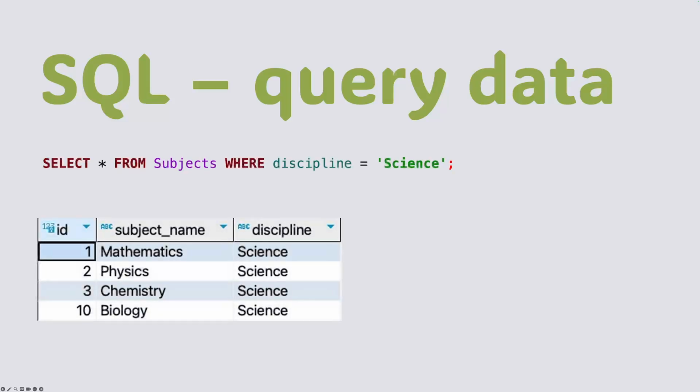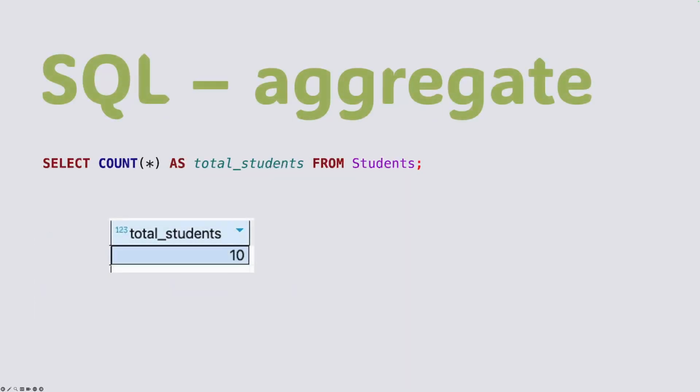Let's move on to a different type of filtering. For example, we can say we want all the subjects whose discipline is categorized as science, and this is the result that we get from our dataset. We can also do aggregates. For example, we can count how many students are in our students table with a count star.